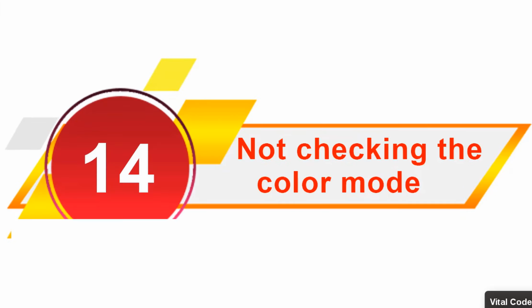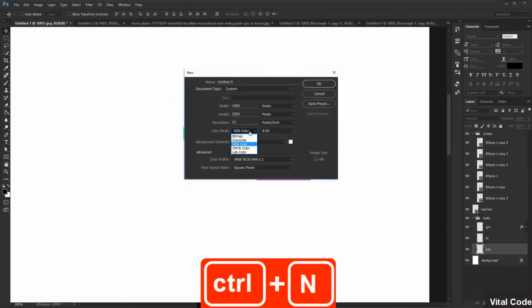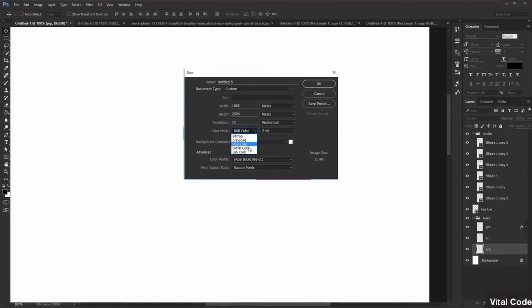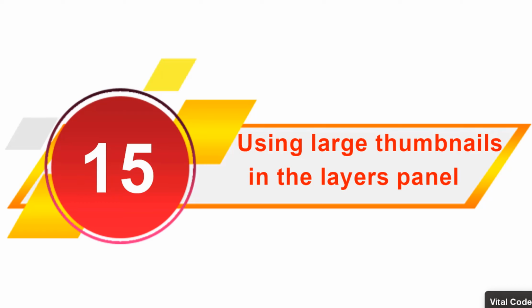14. Not checking the color mode when creating a new document. Always use RGB and 8 bits when you're starting a new project. CMYK is used when you want to print something, and anything over 8 bits will not give you better quality for your on-screen graphics.